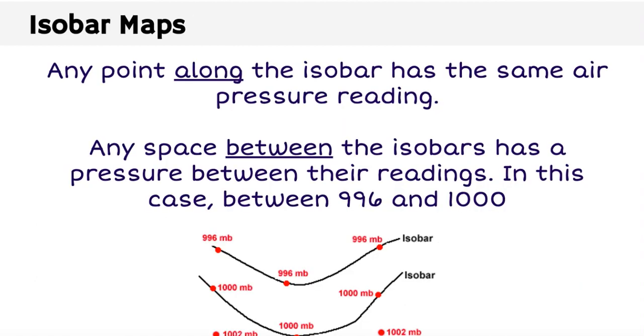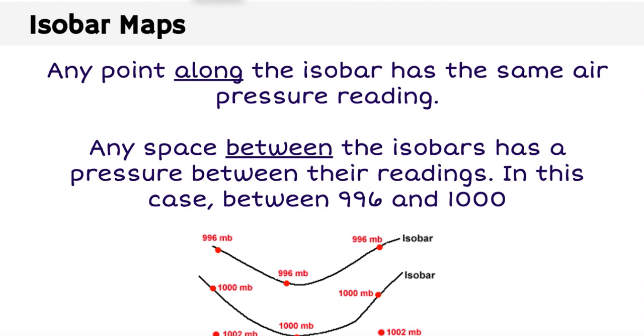Any point along that isobar has the same air pressure reading. So here's just a little mini example for you. There is a reading of 996, so just 996 is the easy short way to say that number of millibars. And every point along that line is supposed to have the same air pressure of 996.